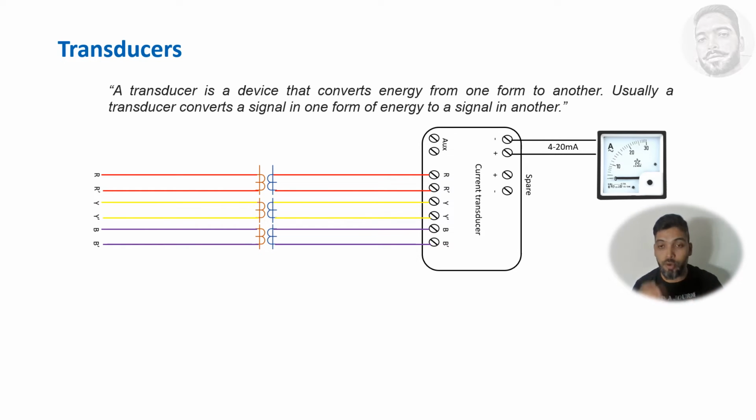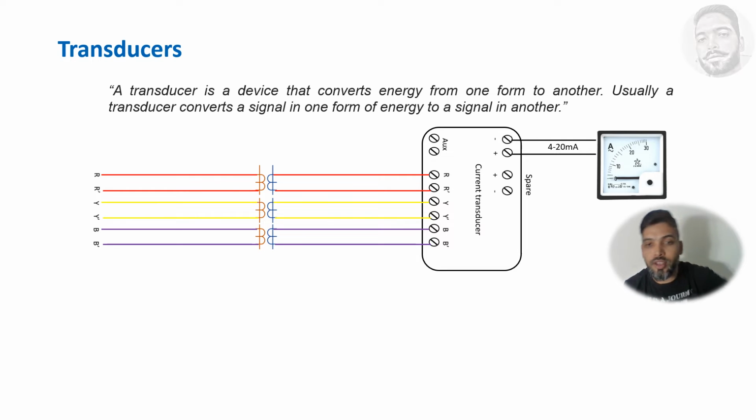I have taken 4 to 20 as an example, but it does not always mean exactly 4 to 20. Sometimes it's 4 to 20, sometimes 0 to 10, sometimes 0 to 20, 0 to 40 milliamps in current, and sometimes in voltage also, like millivolts, or you'll find 0 to 10 volt also, 0 to 10 millivolts. So a lot of types of transducers are there. So I've shown you an example here.